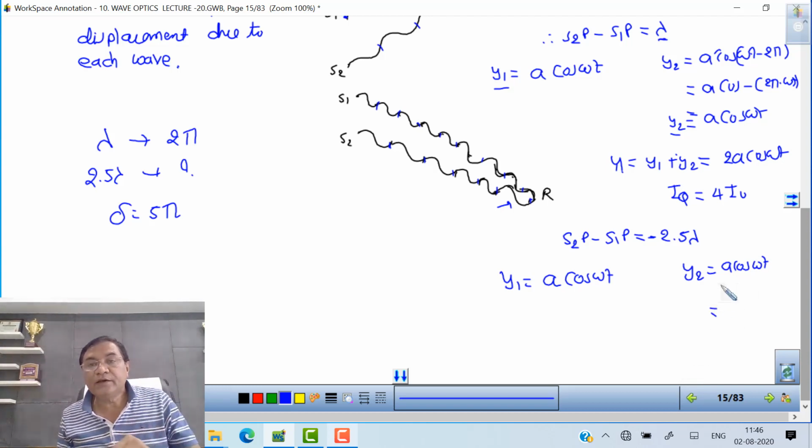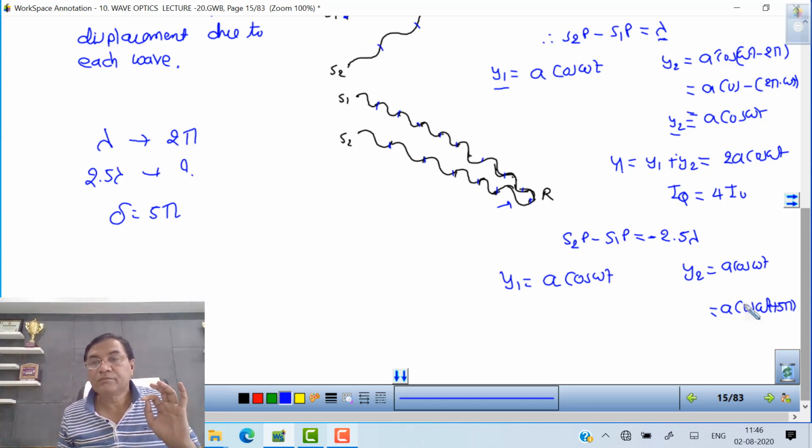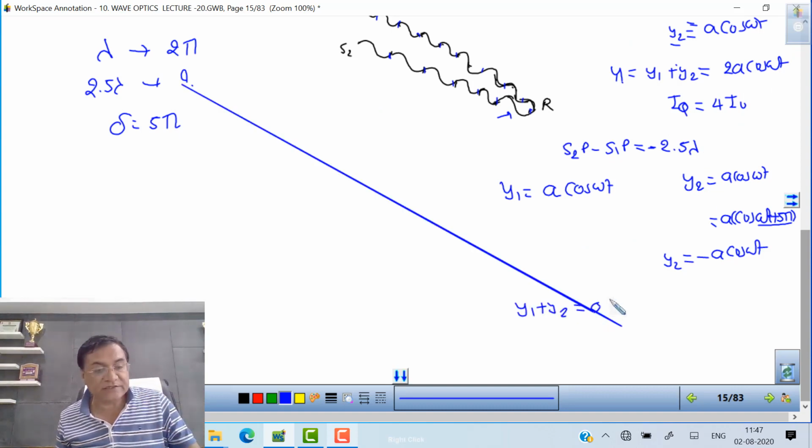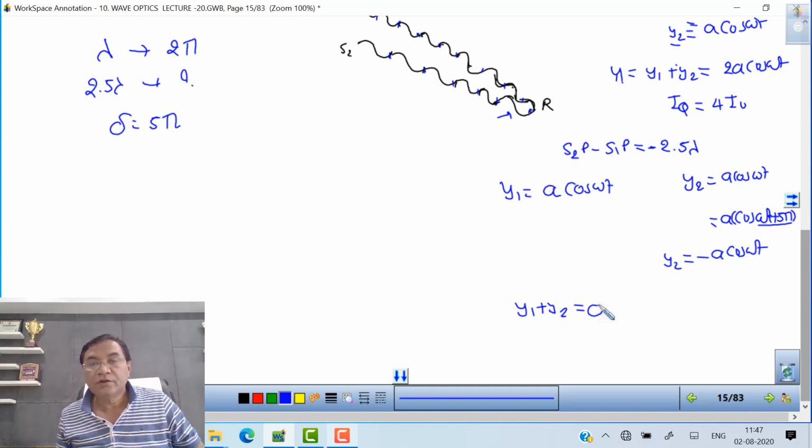So whether you add here or you subtract, meaning is same. I am going to add. So A cos of omega t plus 5 pi. So this becomes minus A cos omega t because it is in the third quadrant. In the third quadrant cos is negative. So it is minus A cos omega t. So what is happening now? y1 plus y2 is how much? y1 plus y2 is equal to 0. So intensity is 0, and therefore intensity at R is equal to 0.